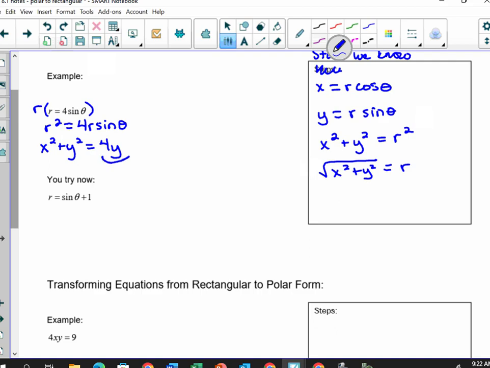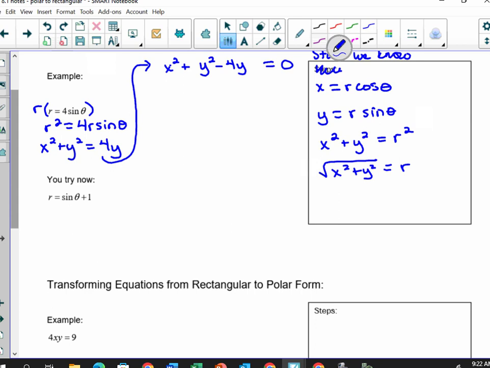Okay, so I need more room. We're gonna have to do your favorite thing called completing the square. All right, all I did, I moved the 4y over, I left a little space, and I put equals 0.